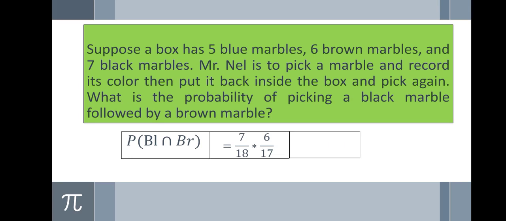So again, this is 7 over 18 times 6 over 18, since we are going to put the first pick, which is the black marble, back inside the bag. So 7 over 18 times 6 over 18 is the same as 7 over 18 times 1/3. 7 times 1 is 7, and 18 times 3 is 54. So 7 over 18 times 1/3 is equal to 7 over 54. We cannot simplify this further, and that is the final answer. That is the probability of picking a black marble followed by a brown marble.